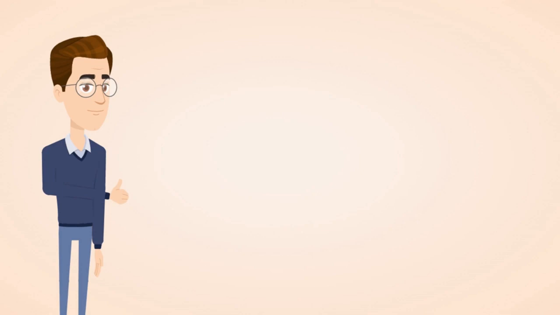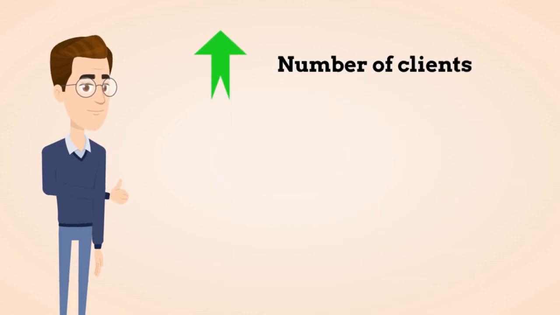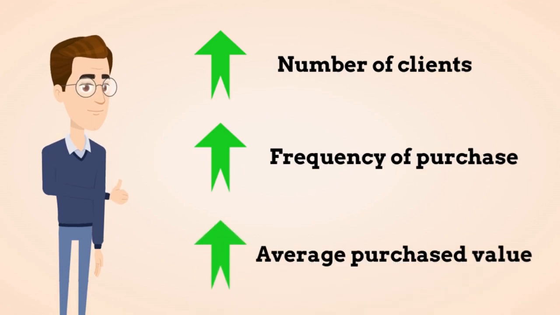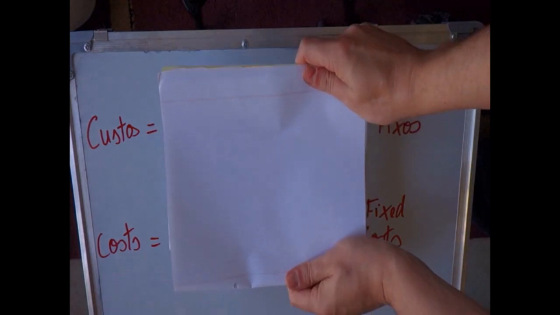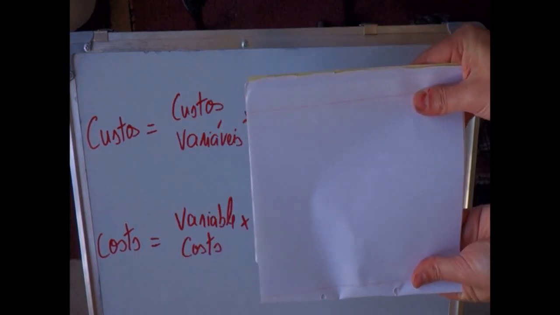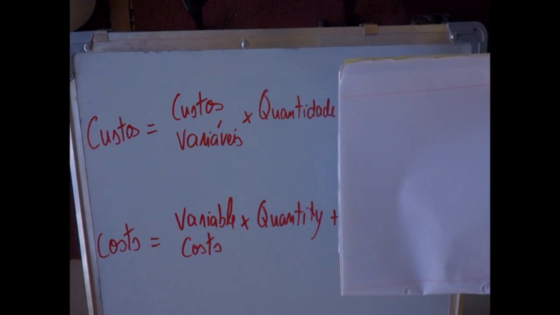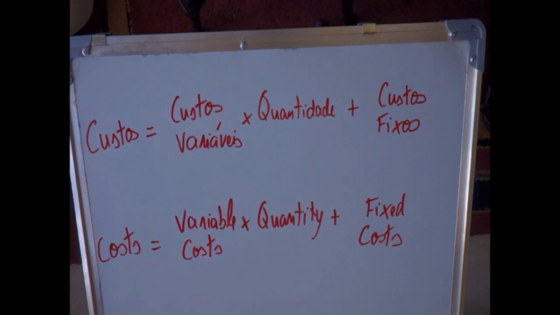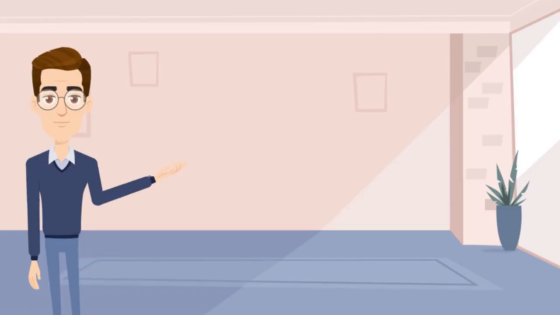And as we have seen also before, to increase revenues, we can increase the number of clients buying our products or services, we can increase the frequency of purchase, or finally, we can increase the average purchase value of our clients. Regarding costs, we have two types of costs. First, there are the variable costs, costs that vary according to the quantity produced or provided, and then we have the fixed costs, costs that don't vary with the quantity produced or sold, meaning that they are always there to be paid. That's the information that we need to start our work.